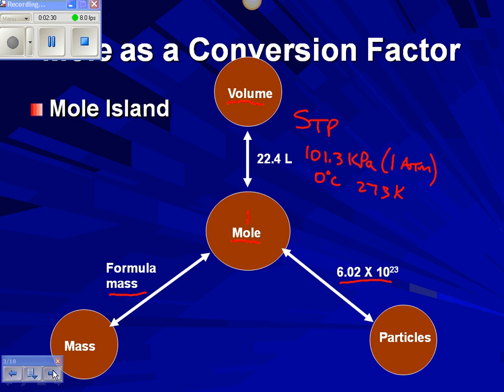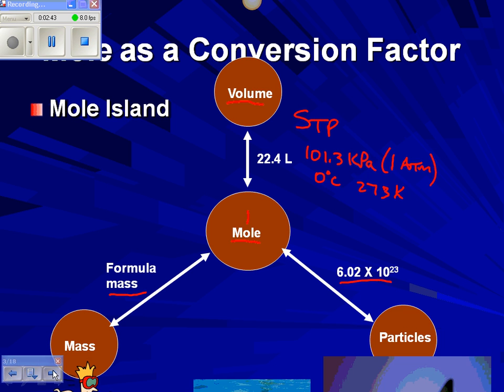A lot of people use that for water conversions or whatever. For a liquid conversion of volume, this is only true of a gas. Okay, so standard temperature and pressure, 101.3 kilopascals. In this chapter, you will always be at STP for those conversions.